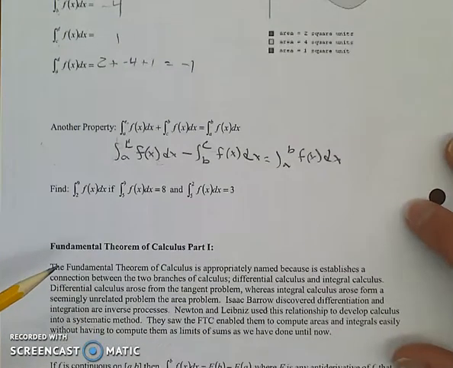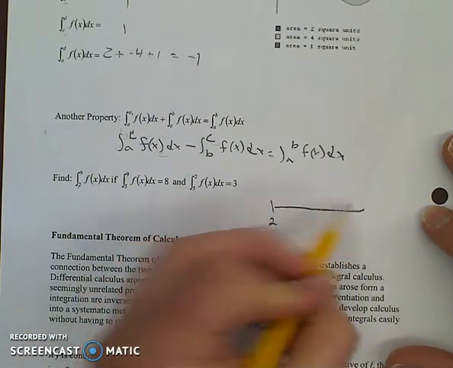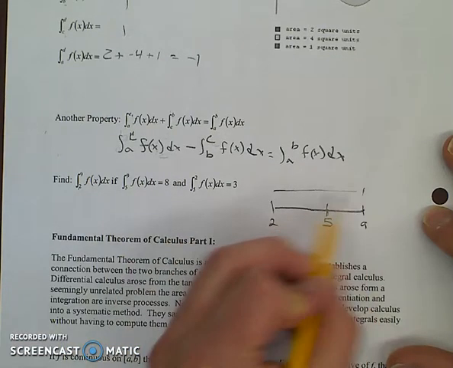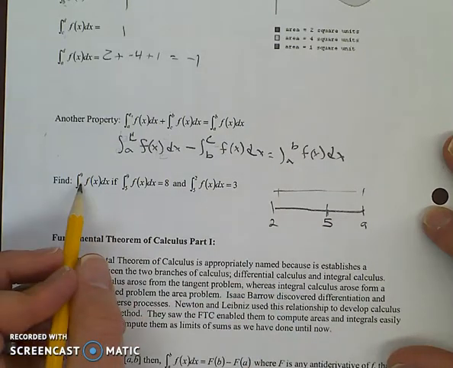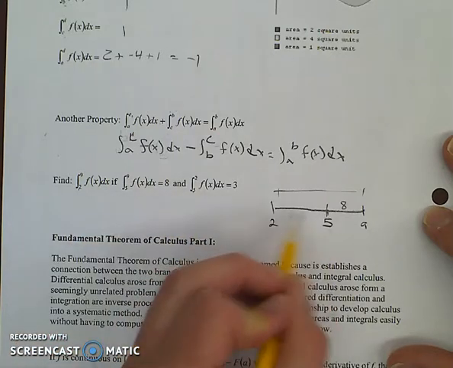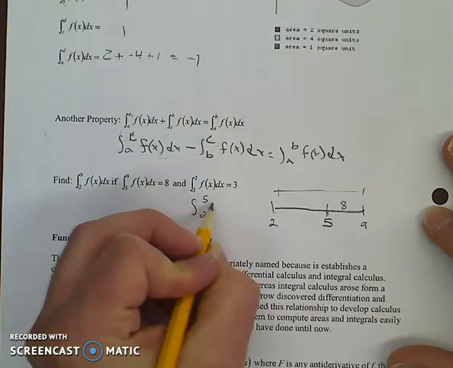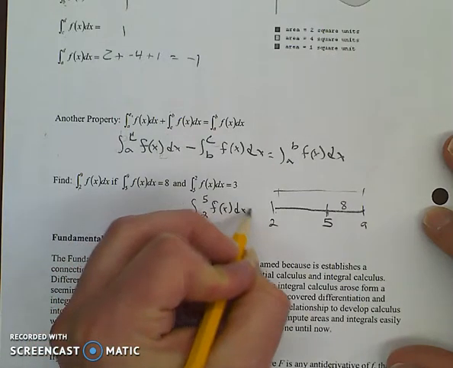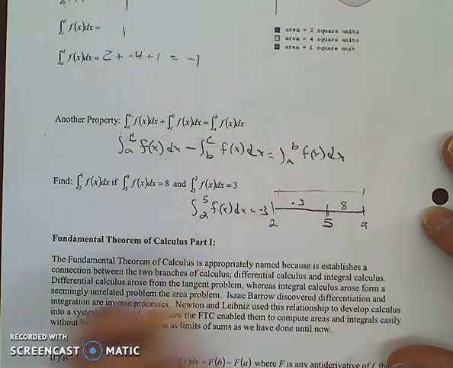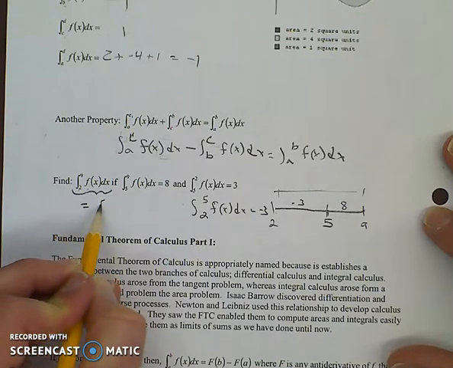So an example here, 2 to 9. So I make a number line. 2 to 9, 5 to 9. So we know 2 to 9, all of that, is what we're trying to find. So 5 to 9 is 8, and 5 to 2 is 3. We know that the integral from 5 to 2 then equals negative 3. Again, we just negate it. So we know the integral from 2 to 5 is negative 3, and therefore what is the entire spot? That equals 5.